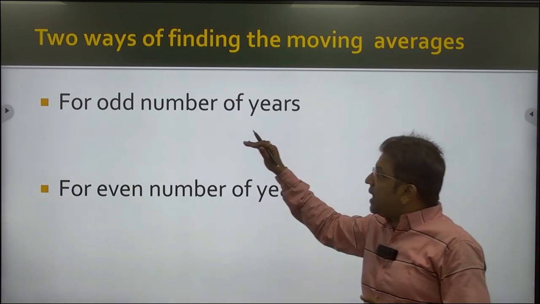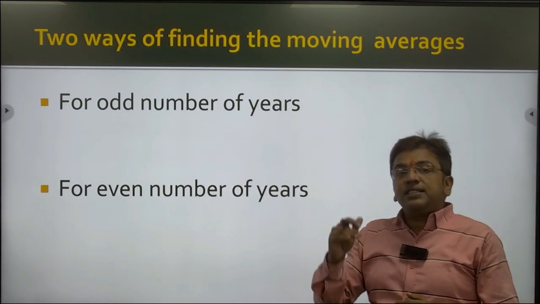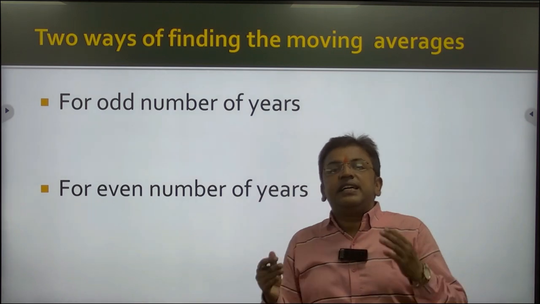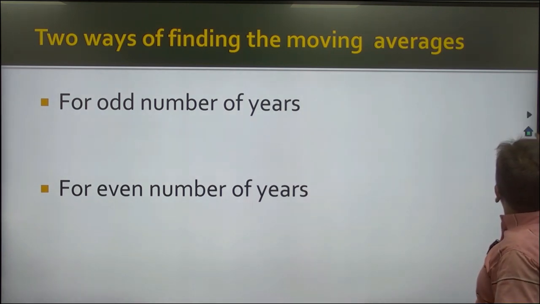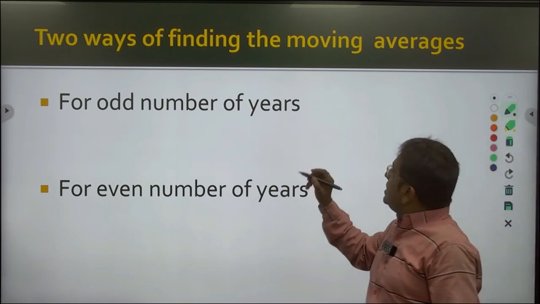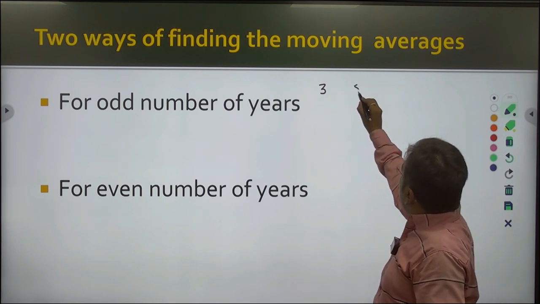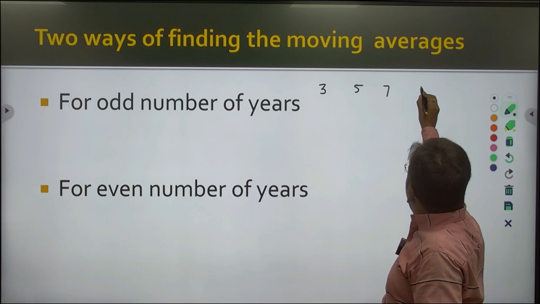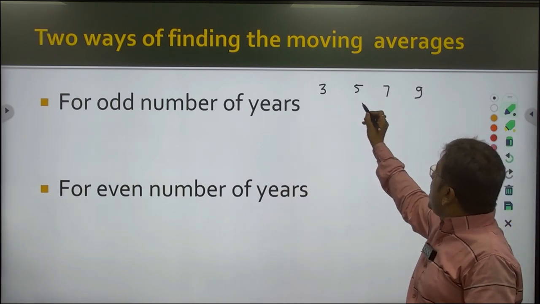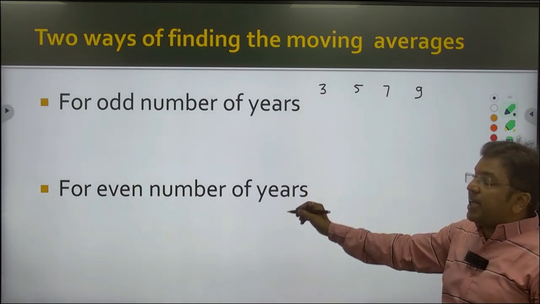Whenever we are going to calculate the moving averages of an odd number, there is a different method, and when the even number is given, there is a different method. Now let's explore one by one. If the question says you have to calculate the moving averages of 3, 5, 7 or 9 or more than 9, meaning this is an odd number, then you are going to apply this method.